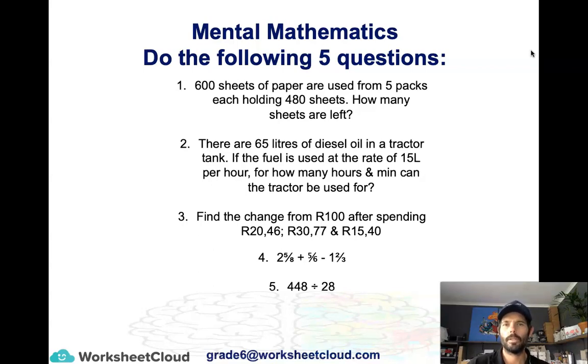Question 2, there are 65 liters of diesel oil in a tractor tank. If the fuel is used at the rate of 15 liters per hour, for how many hours and minutes can the tractor be used for? Question 3, find the change from 100 Rand after spending 20 Rand 46, 30 Rand 77, and 15 Rand 40. Question 4, addition and subtraction of fractions. And question 5, 448 divided by 28.